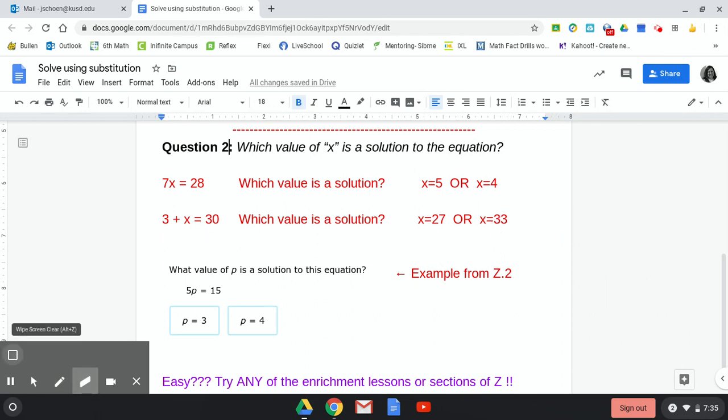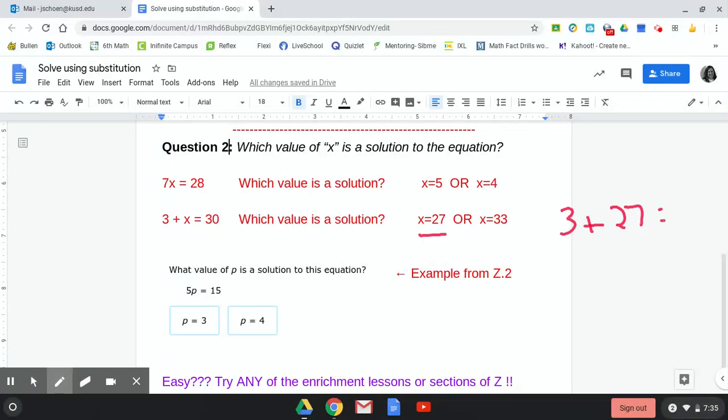So let's test out the other one. I know you're probably saying, Mrs. Schoen, this is crazy. I already know the answer. That's okay. 3 plus, let's try the 27 this time, equals 30. 3 plus 27 is 30, so 30 equals 30. That's a true statement. So I am choosing that this satisfies the equation.